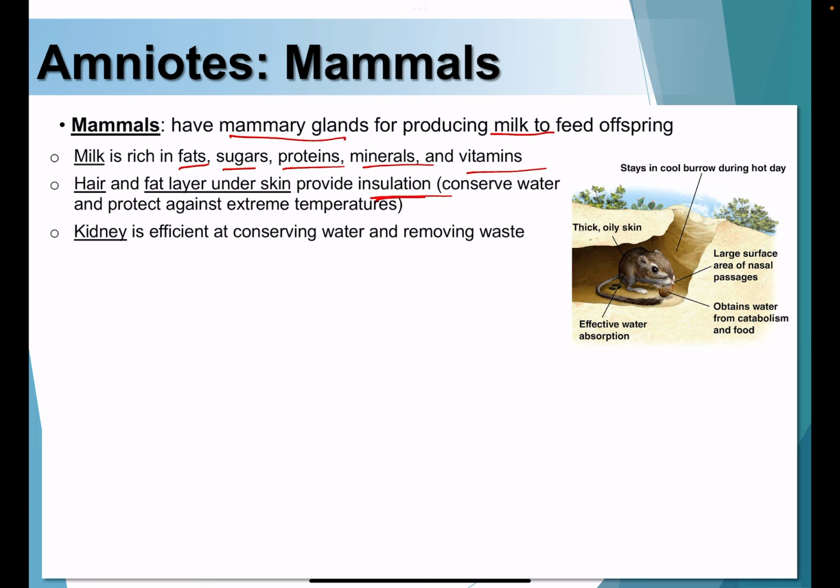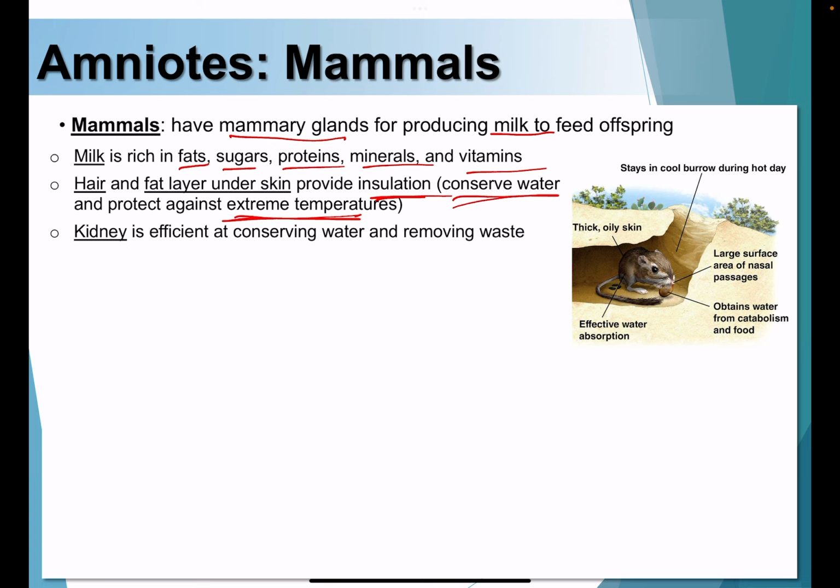Their hair and fat layer under the skin is what gives mammals some sort of insulation, in addition to being endothermic, producing heat by metabolism. They have that extra hair, fur, or fat layer underneath the skin that helps protect them against extreme temperature, as well as conserving water, because you're limiting permeability when you put a fat layer under the skin.